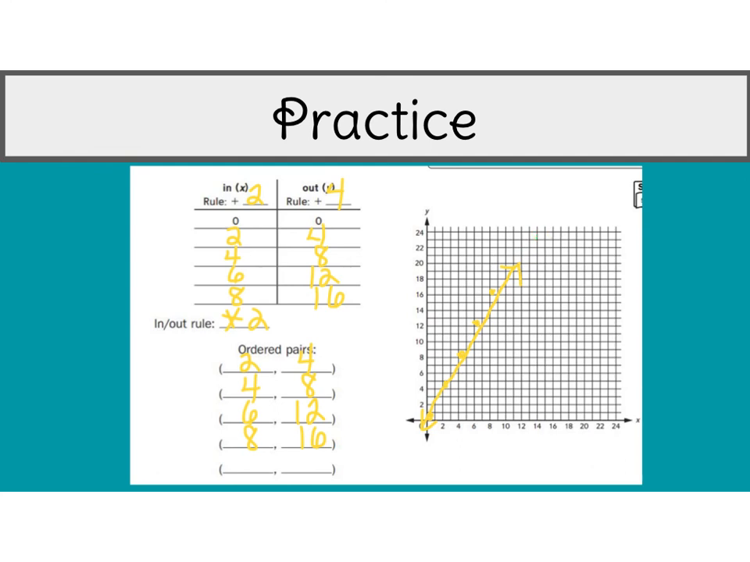So the most important thing to remember is these values are corresponding. They end up becoming your ordered pairs. Your ordered pairs then get plotted here, and then we always connect those dots to show that that data continues on in both directions because it is a line. And that's about it for this.